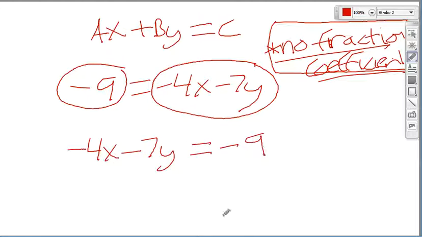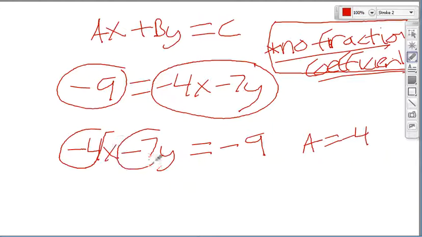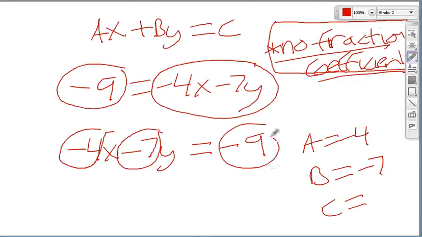Now I didn't change anything else. I just rewrote it. Okay, negative 4x minus 7y is still equal to negative 9. But now this equation is in standard form. We have the x term with a coefficient of negative 4. We have the y term with a coefficient of negative 7. And we have our constant term, which is negative 9.